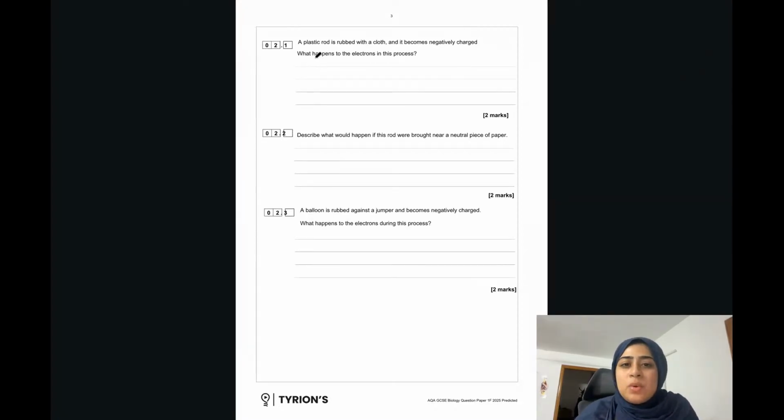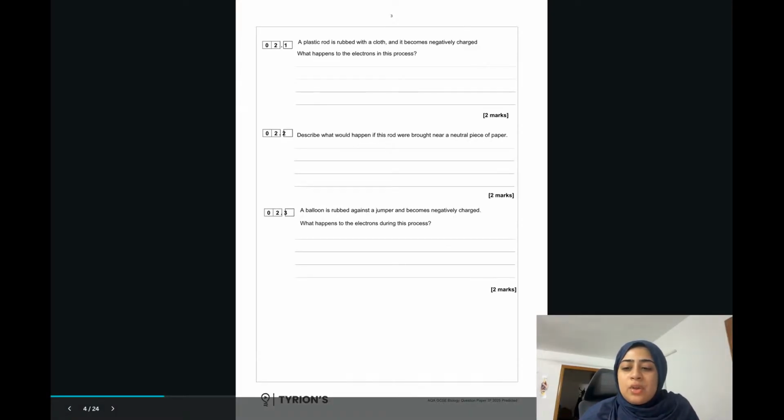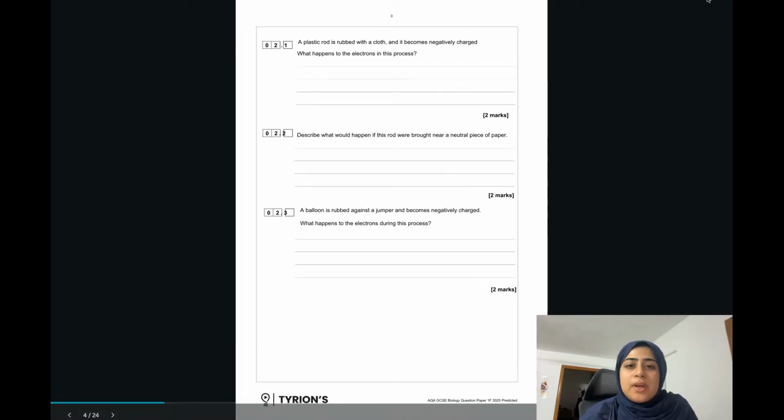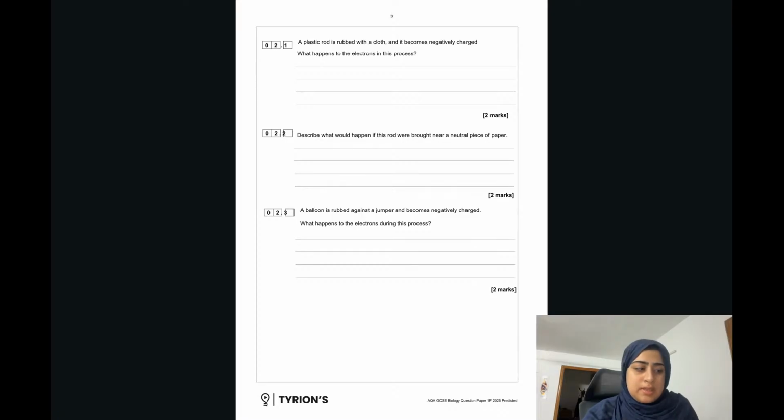Okay, next, it says if a plastic rod is rubbed with a cloth, what happens to the electrons in this process? Again, I would try and have a go at these questions. What happens to the electrons in this process?